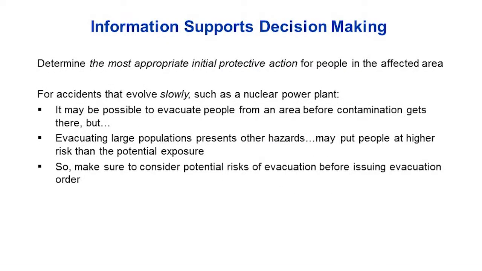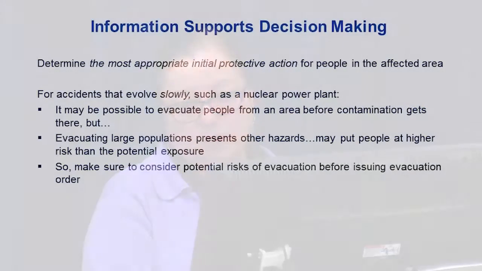Now, I don't need to emphasize that the better information we have, the better our decision making is going to be. Why? Because how much information we have will determine the most appropriate initial protective action, and that's where we can save the most lives. Now, for accidents that evolve slowly, such as a nuclear power plant, when we might have hours or days to take protective actions, it may be possible to evacuate people from an area before the contamination gets there, and actually that's the preferred protective action during a nuclear power plant event, to evacuate before there's a release.